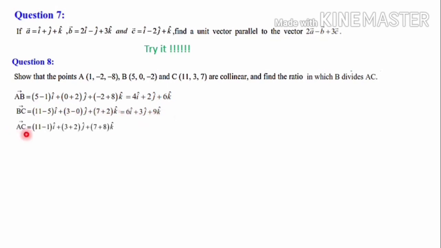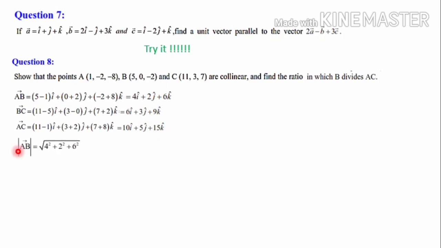Then we have to go for AC. This one you have to take in cyclic order: AB, BC and AC. Then AC in the sense C coordinate minus A coordinate, that is (11 minus 1) i cap, then (3 minus minus 2, that is 3 plus 2) j cap, then (7 minus minus 8, that is 7 plus 8) k cap. Calculation: that is 11 minus 1 is 10 i cap, 3 plus 2 is 5 j cap, 7 plus 8 is 15 k cap.